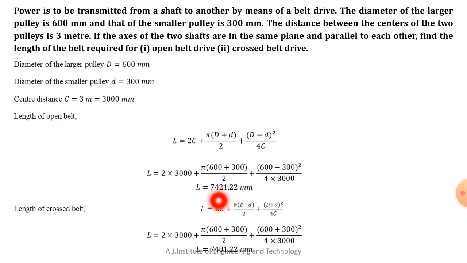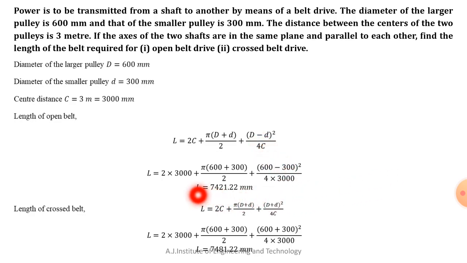So if you want, you can convert into meter. So you have to divide it by 1000. So value you will get 7.421 meter. So similarly, you have to find out one more belt, because in two separate drive we have to find out length of belt. The second one is cross belt drive. So in cross belt drive, the equation is slightly different. So instead of negative symbol here, so we will get positive.